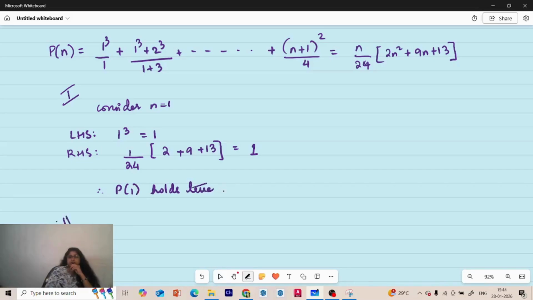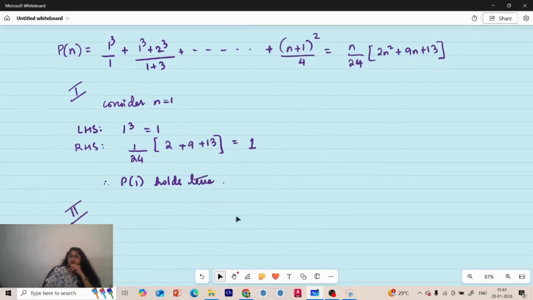Now comes the second part of the problem. Em chestam manam ikkada? We have to assume that this statement is true for, assume that P of K holds true.